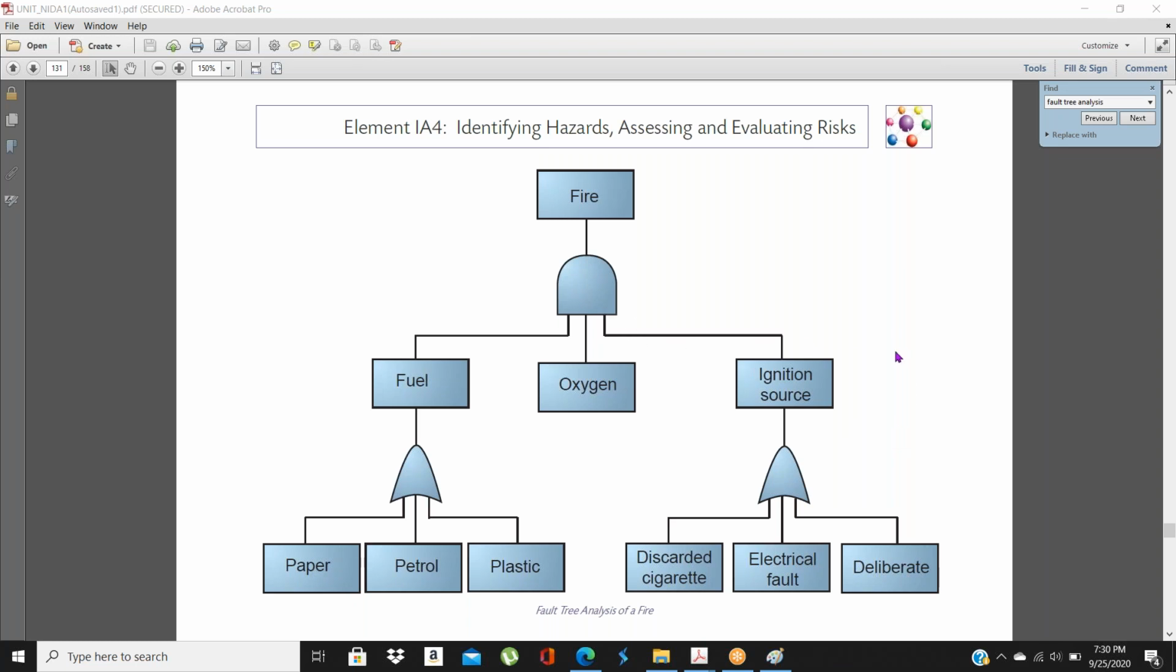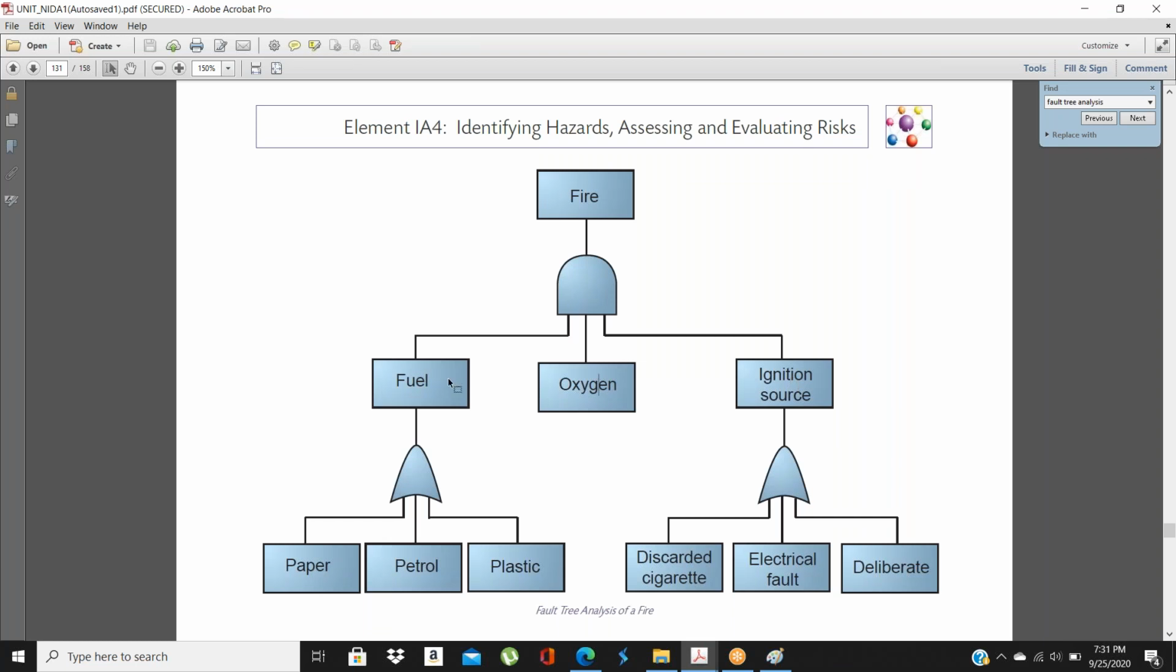Now here in this system, fire is the main event. Fire is occurring, so what are the main causes of the fire? We also know the fire triangle: fuel, oxygen, and ignition source. If these three are here, then the fire will occur.